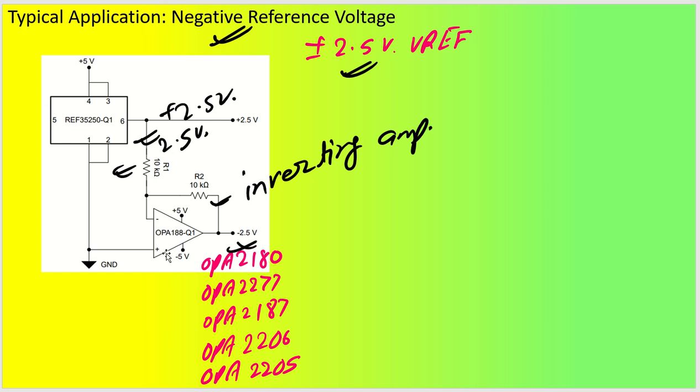If you want, you can utilize the OPA series of op amps for this particular purpose. These OPA ICs can be used, like the OPA 2180 or 2277, which are a little bit higher cost. The 2205 and 2206 are very good ICs but a bit higher cost. For lower cost you can utilize the OPA 181 or 188 or 189, OPA 182, 187, something like that are good ICs. Okay.